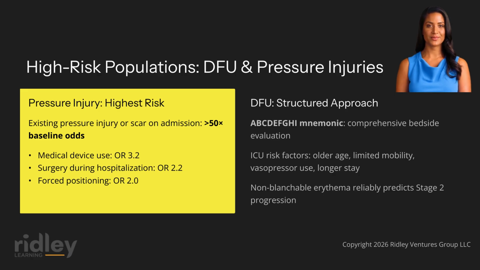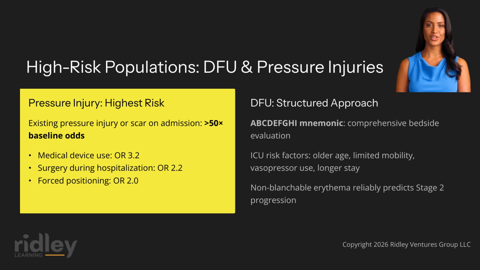Pressure injury risk assessment in hospitalized populations reveals that certain patient groups carry disproportionately high vulnerability. In critically ill patients, an updated systematic review identified the most consistently significant independent risk factors as older age, limited mobility or activity, impaired perfusion, vasopressor use, and longer intensive care unit length of stay. Now, this is important. The existence of pressure injuries or scars from previous injuries on admission carries the highest independent risk, with an odds ratio of 51.9.